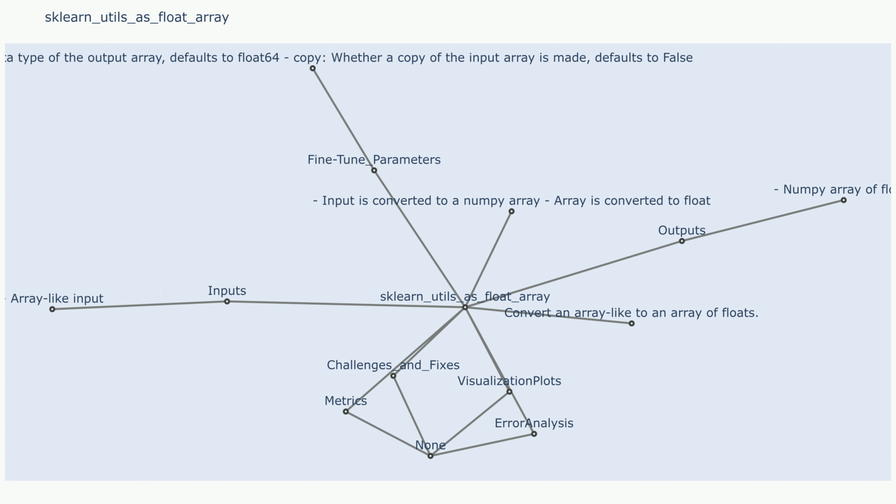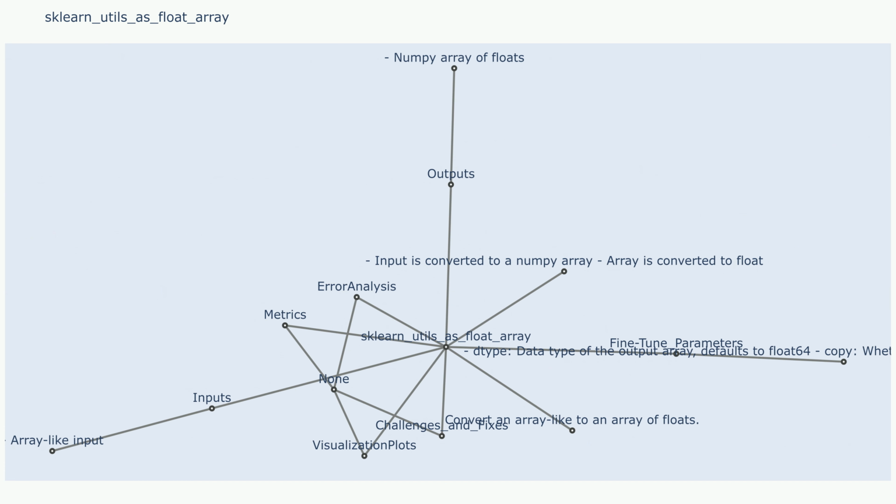Challenge 2: Input data with mixed data types, leading to potential type conversion issues. Sample use case: A dataset with columns containing both numeric and categorical values. Fixes: Convert all columns to numeric values before calling as_float_array. Use appropriate data encoding techniques, e.g. one-hot encoding for categorical features.